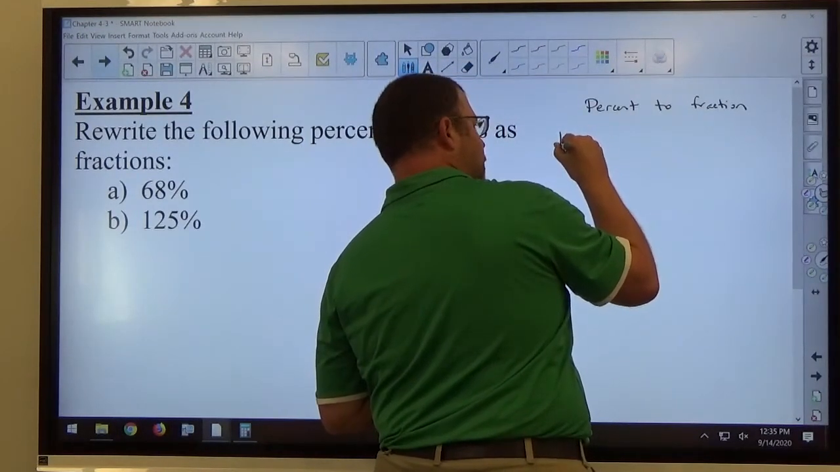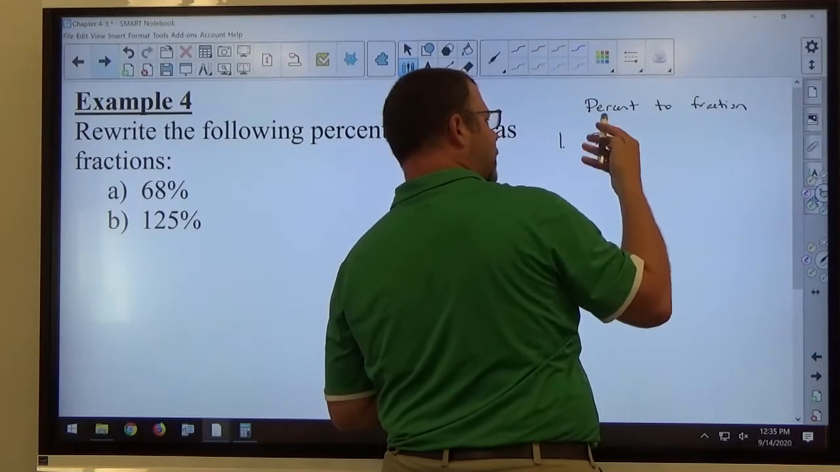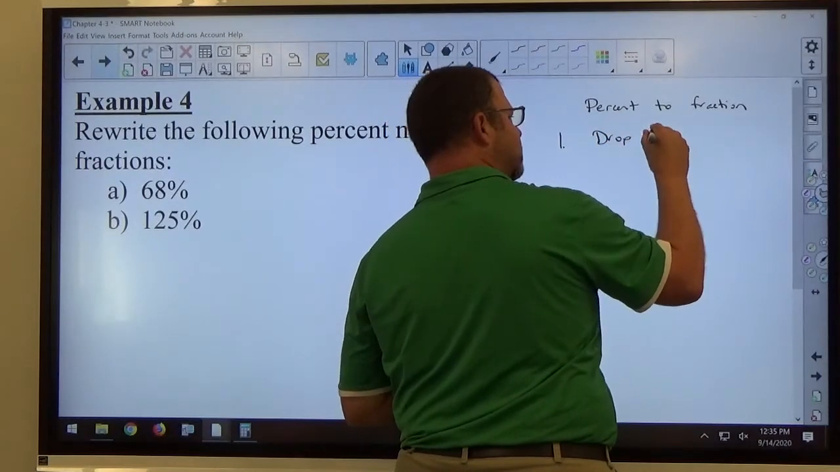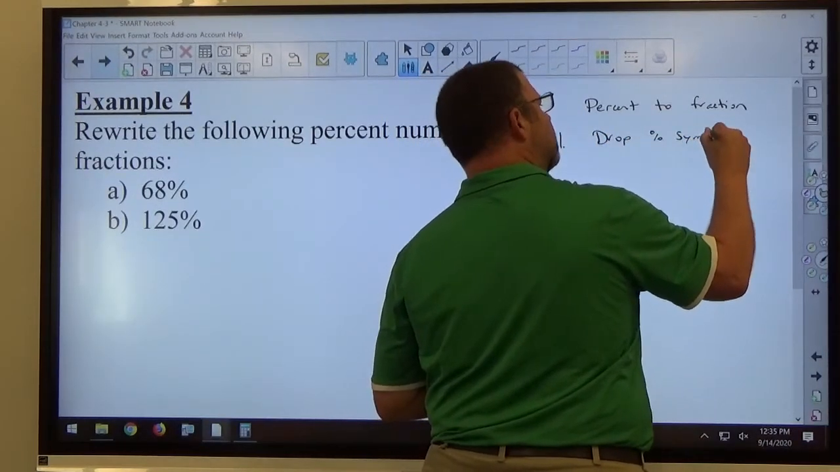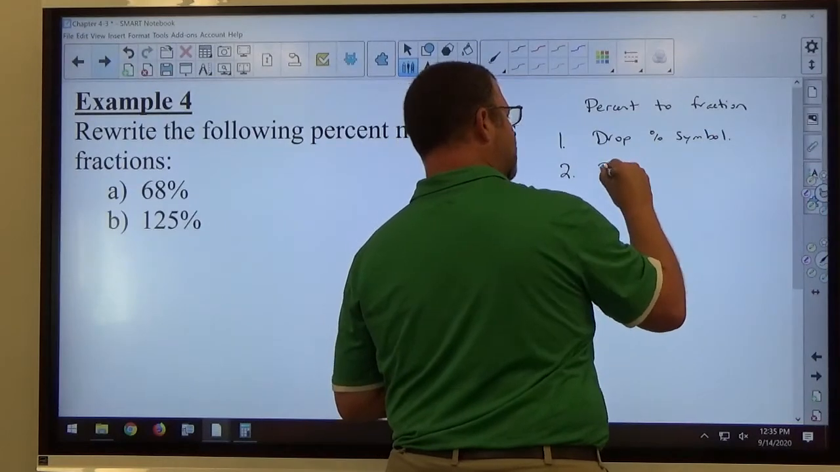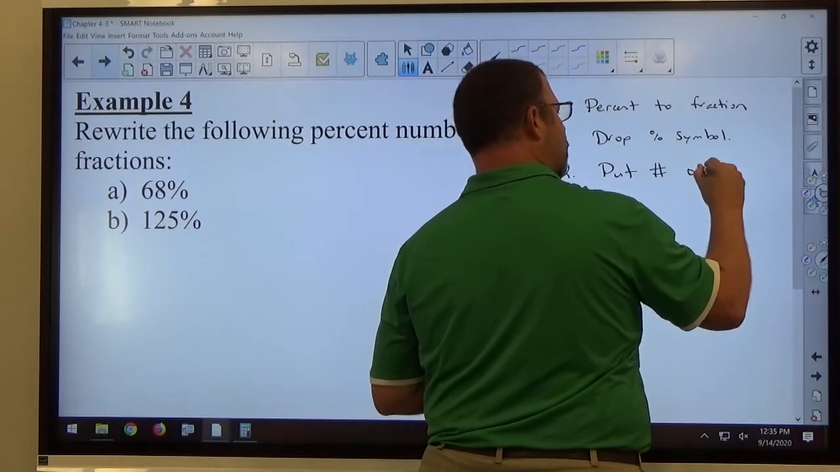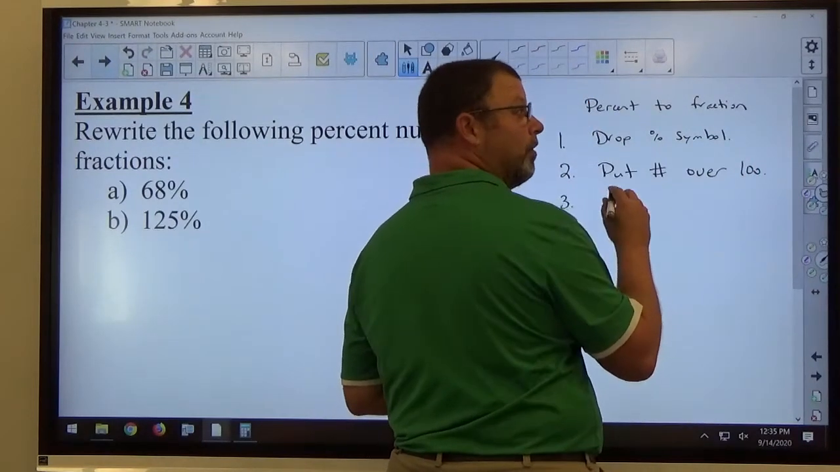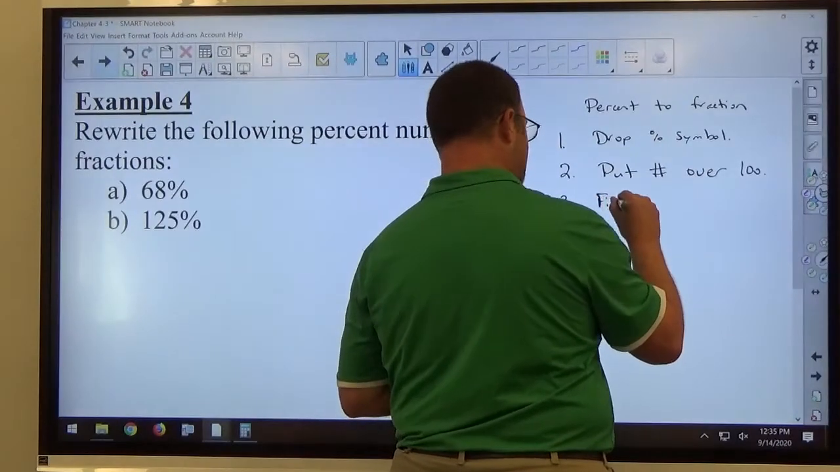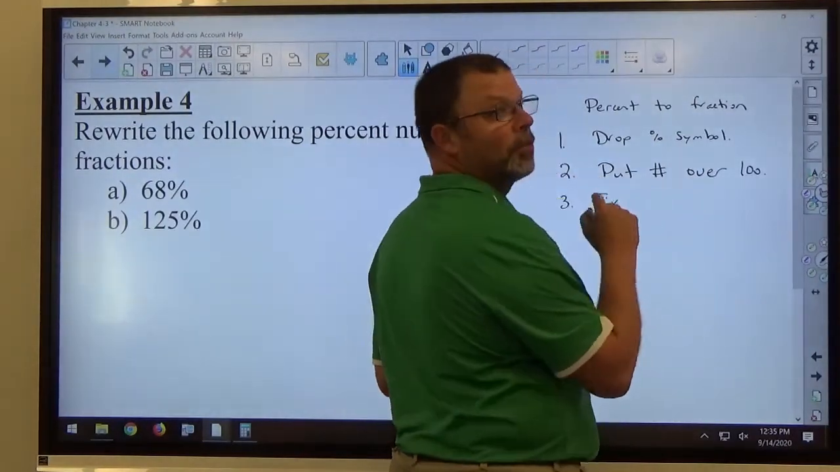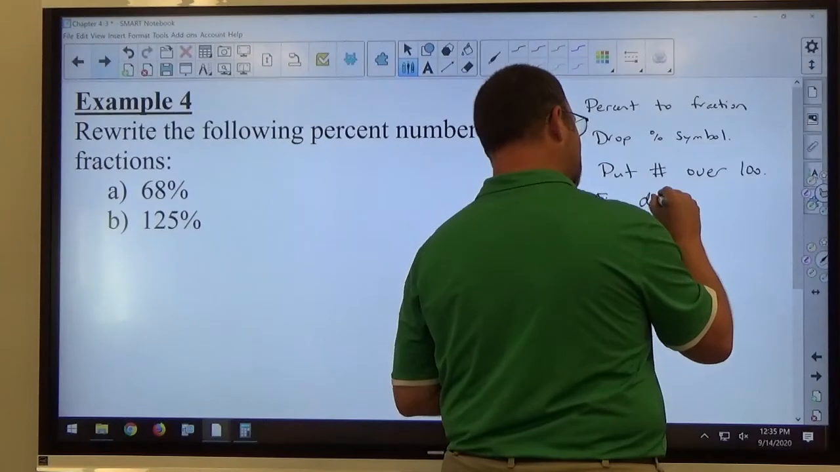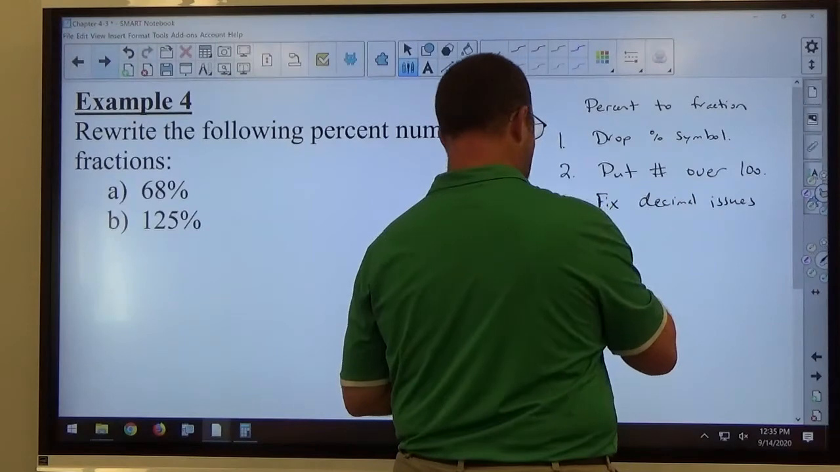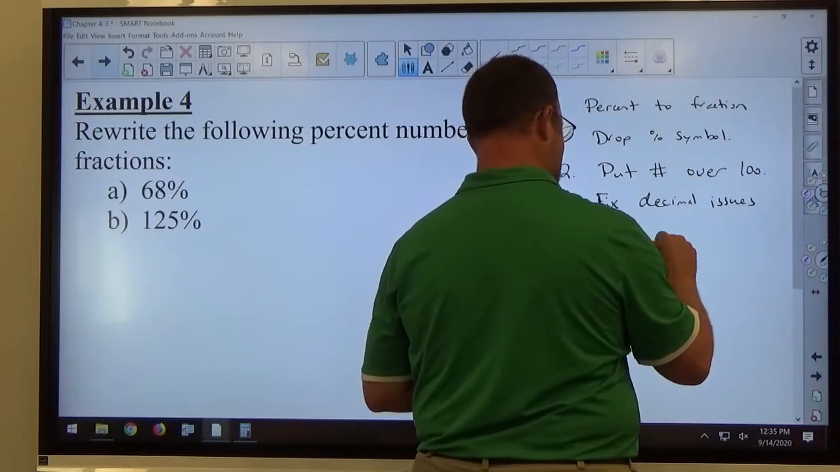First thing we're going to do is drop the percent symbol. And then we're going to put the number over 100. We're going to fix decimal issues. I'll show you what that means with example C when I make it up. And then we're going to reduce, if possible.